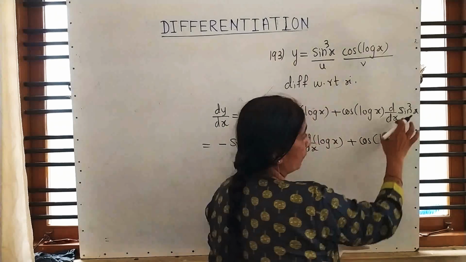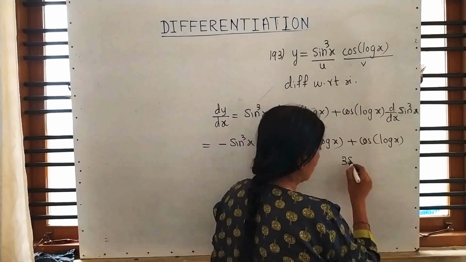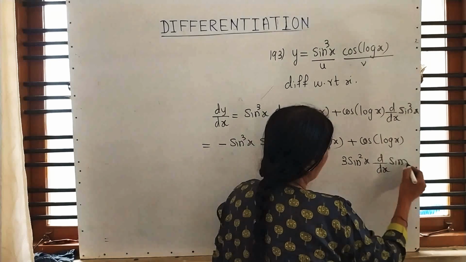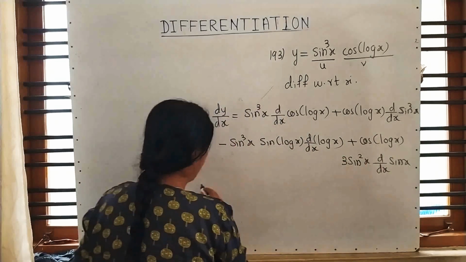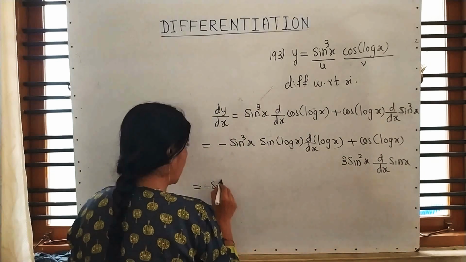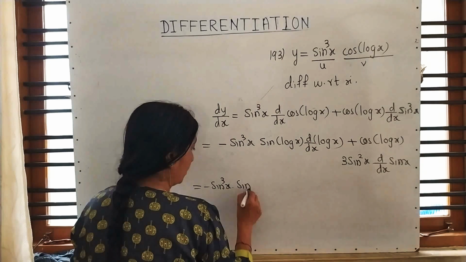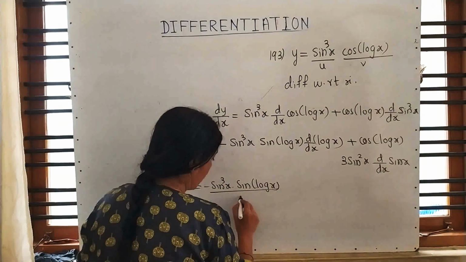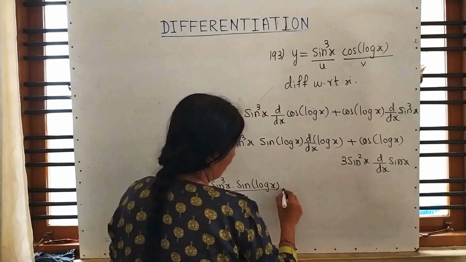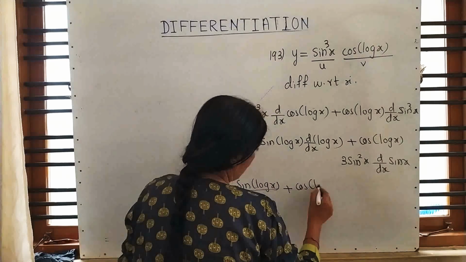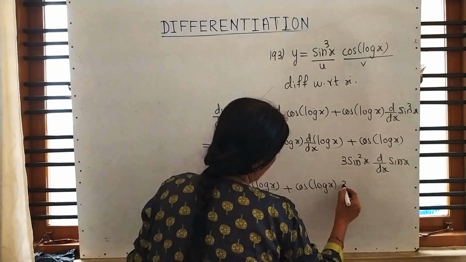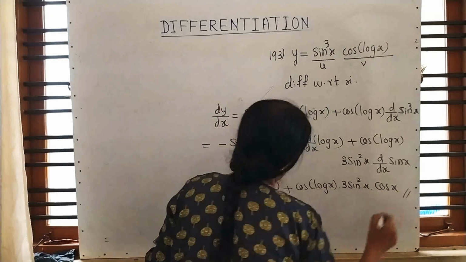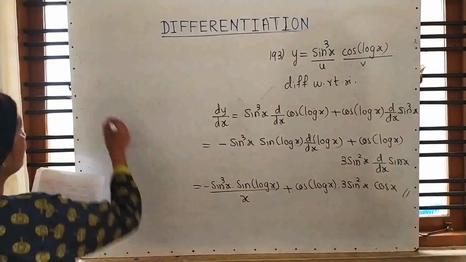First what we have to differentiate? Here we have to differentiate power 3: 3 sin square x into differentiation of sin x after power base. So it is minus sin cube x sin of log x. Differentiation of log x is 1 by x. So directly I am writing like this. Plus cos log x, 3 sin square x. Differentiation of sin x is cos x.